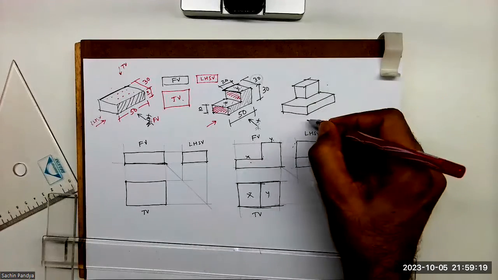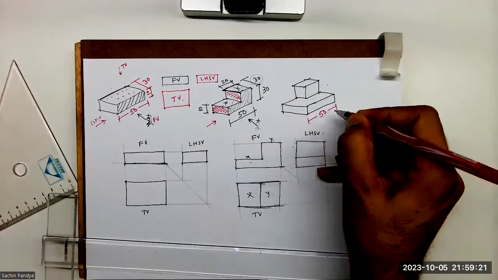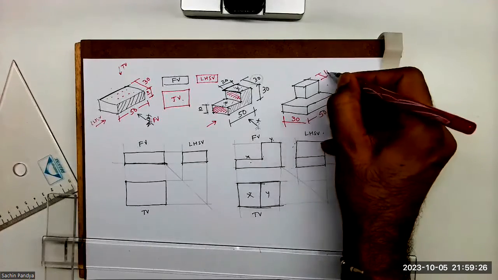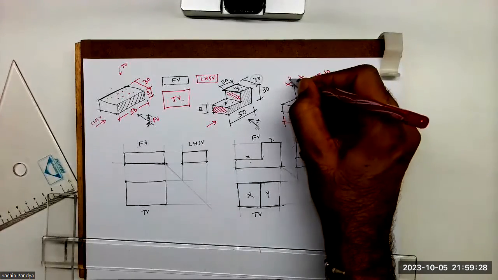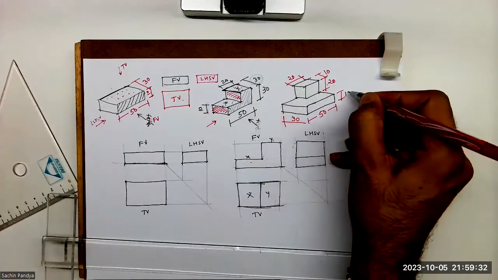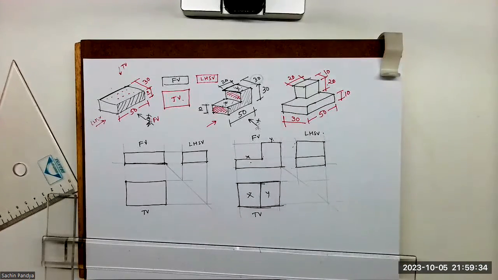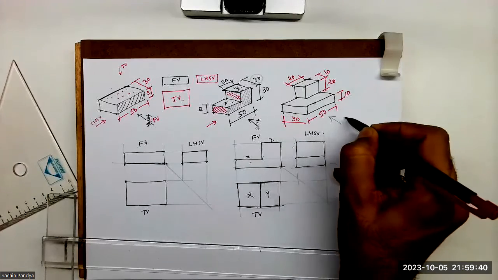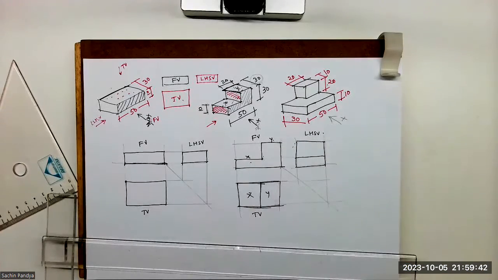Okay. Length is 50, width is 30, this is 10, this is 20, 20. This is very basic orthographic. So if you know, then you can skip this video. But this is only for those people who have just started new and they are not getting it and they just still want to brush up their concept.